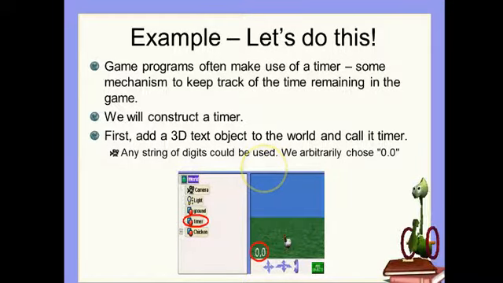Okay, so for example, we're going to talk about a timer. We're going to construct a timer, and we're going to use a 3D text object so that whatever the time is can be communicated to the user, and that's really the most important thing. So the first thing you're going to do is add a 3D text object to the world and call it a timer, and you could use any digits. They're just using 0.0, and that's really just for the start.